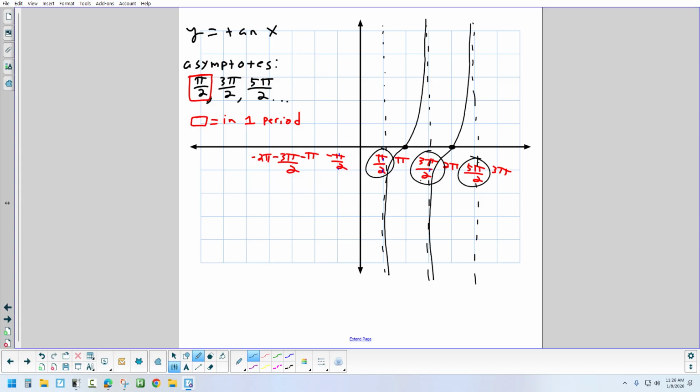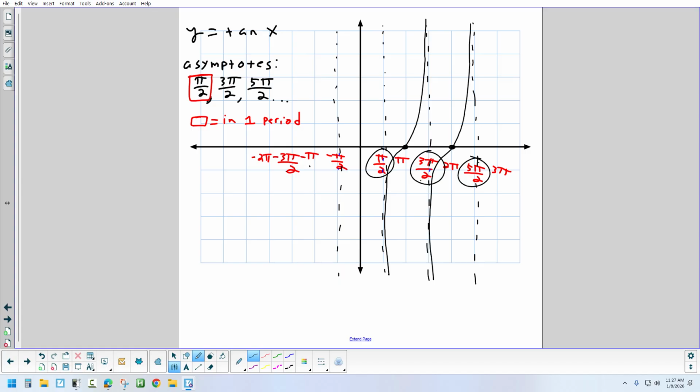Starting with 90, as 90 does not work. So 0 would be okay, but negative pi over 2 would not. Negative pi is okay, but negative 3 pi over 2 is not. Okay, so that's what the graph of tangent looks like.